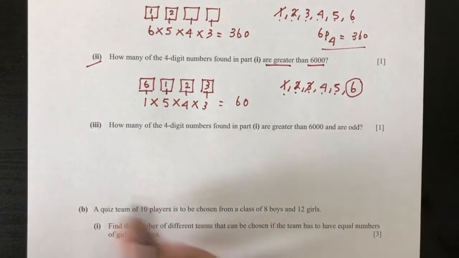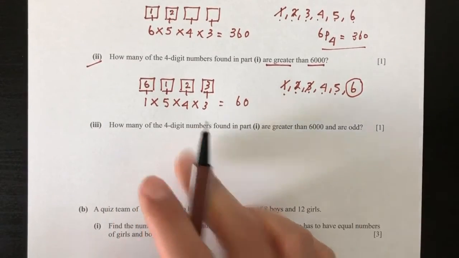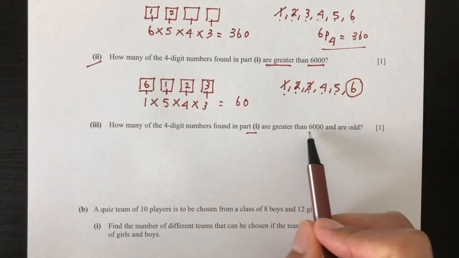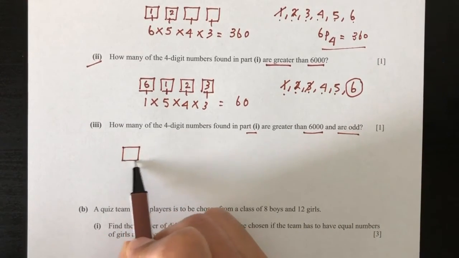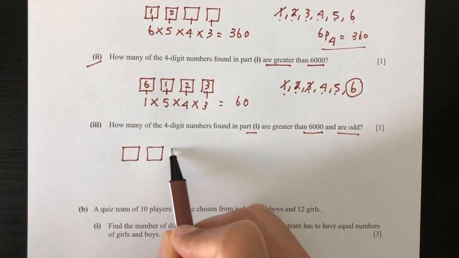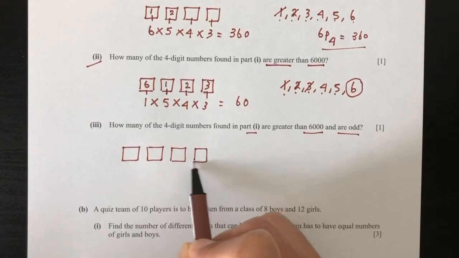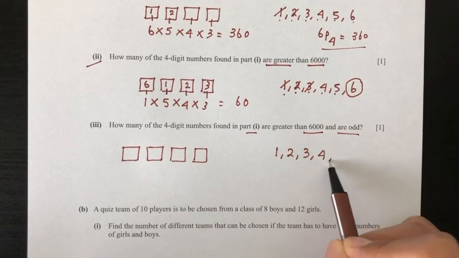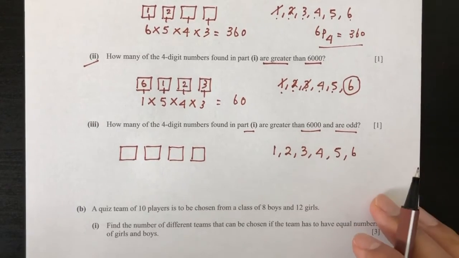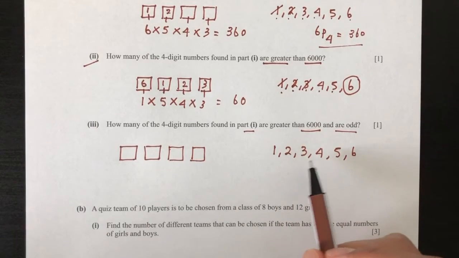Now for part 3, how many of these 4-digit numbers found in part 1 are bigger than 6,000 and are odd? So again, same method. Draw your 4 boxes for your 4-digit numbers, and then you have to choose your numbers from the list. We have 1, 2, 3, 4, 5, and 6. Now, which ones are the odd numbers?